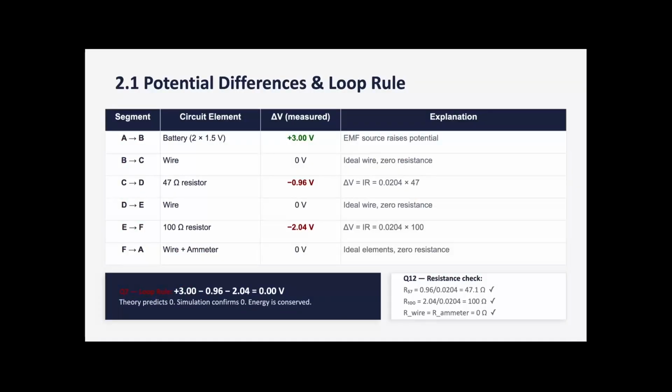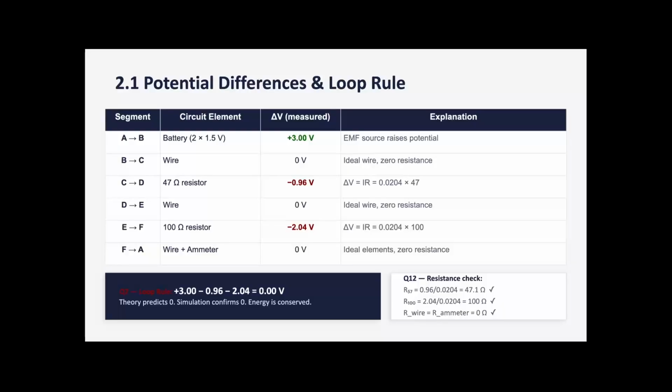Next, I measured the potential difference across each segment of the circuit. Going around the loop across the battery, the potential rises by plus 3 volts. Across the wire from B to C is 0. Ideal wire, no resistance. Across the 47 ohm resistor from C to D, it drops by negative 0.96 volts. Wire from D to E is 0. Across the 100 ohm resistor from E to F, it drops by negative 2.04 volts, and the wire and ammeter from F back to A is 0.